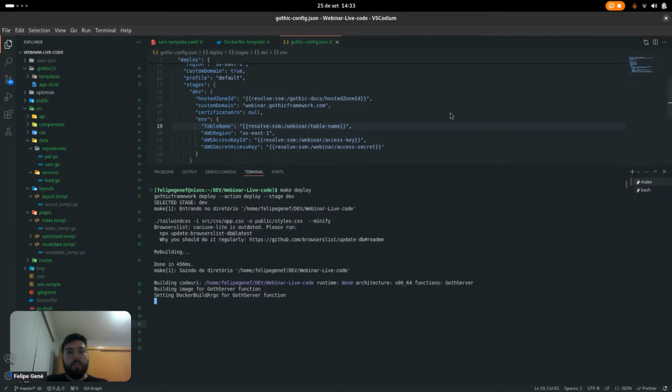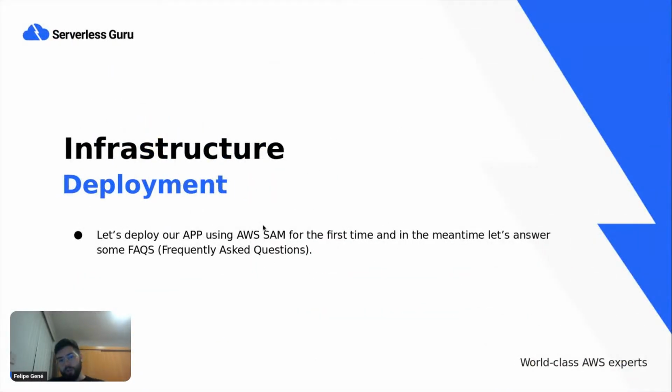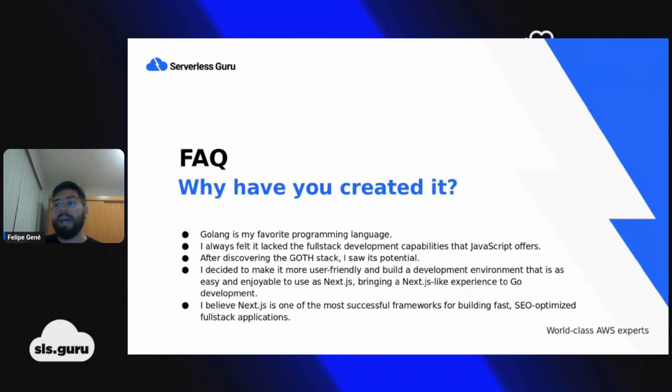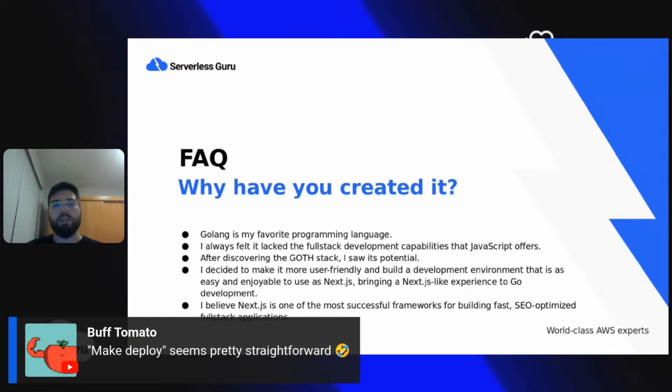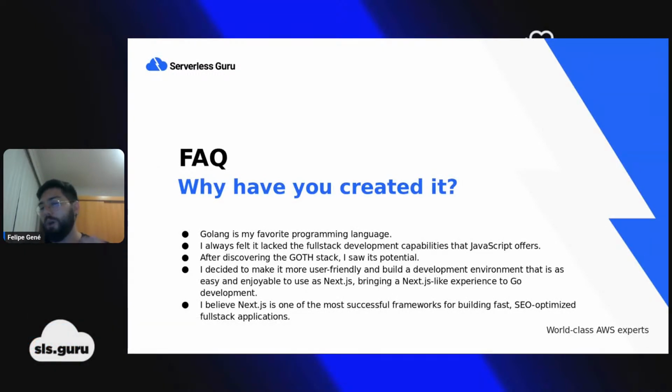Okay, so meanwhile, as we are deploying our app, let's go over some frequently asked questions that I get all the time when I'm talking about the Gothic framework, just to save you guys a little bit of time. There will be a time for questions, but I'm going to save you some time by answering those questions, and I hope that helps you understand a little bit more about the Gothic framework as well. The first question that I get a lot is, why have you created it? Why does this framework exist? Why did you think about creating it, and why did you decide to work on that project?